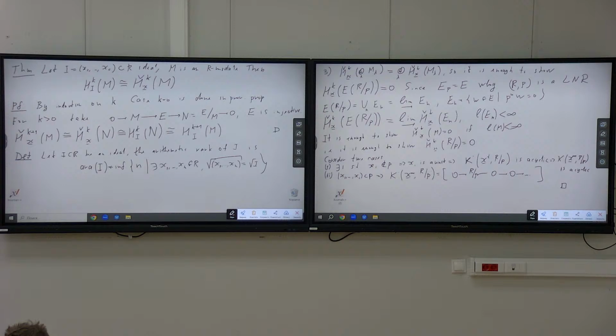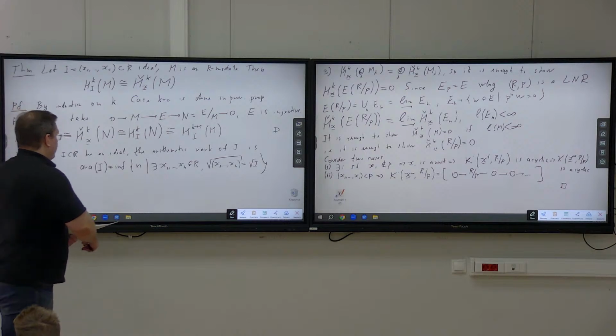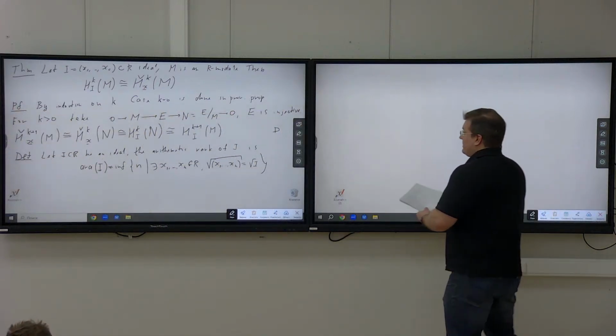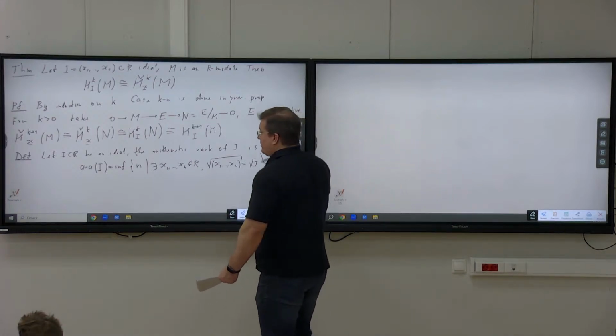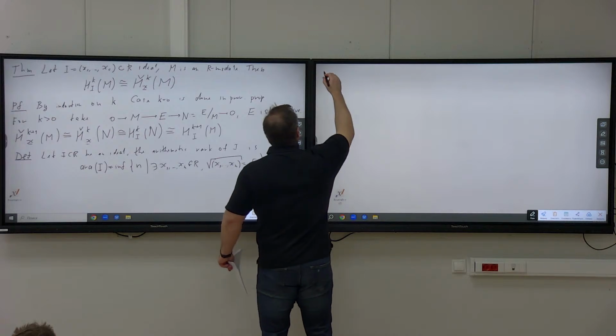If you can go to another ideal with the same radical, you can try to count how many generators you need for that ideal, etc. So that's the arithmetic rank. And there is another definition, not at all related to this definition, but they are related by the next statement. So I need two definitions to formulate the statement.